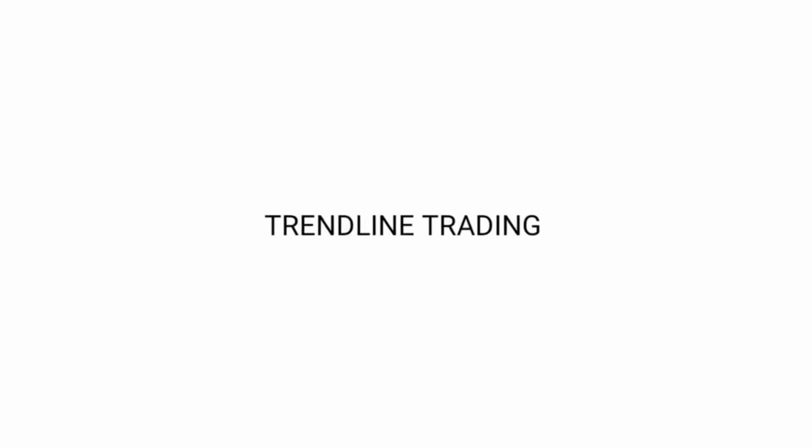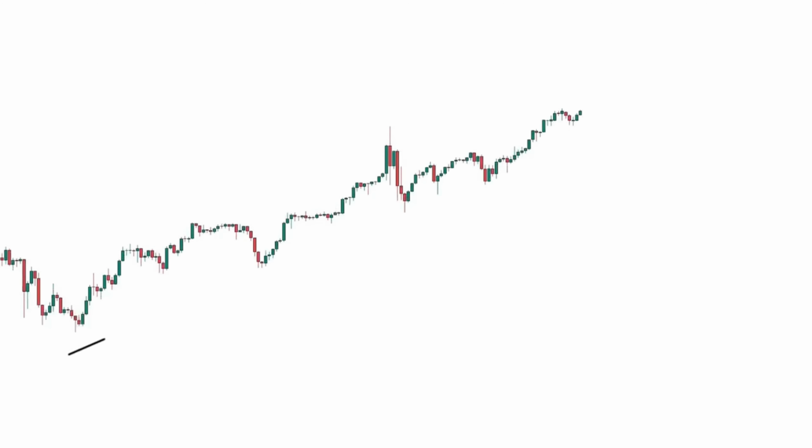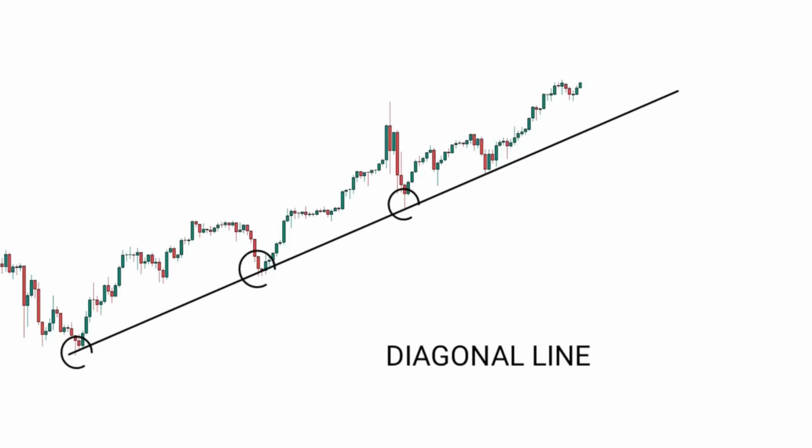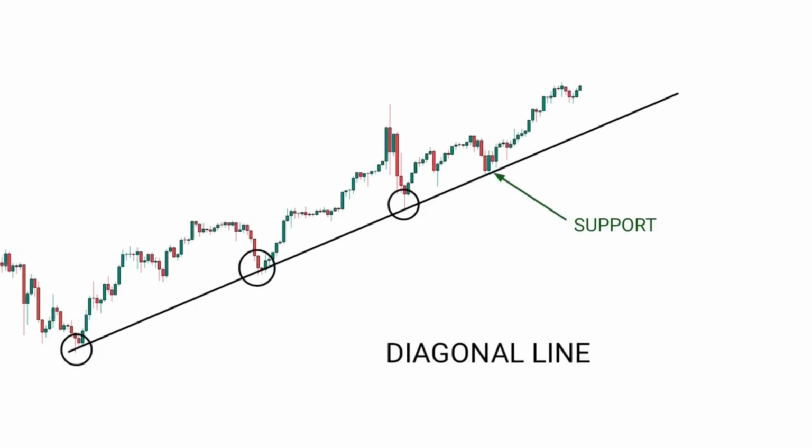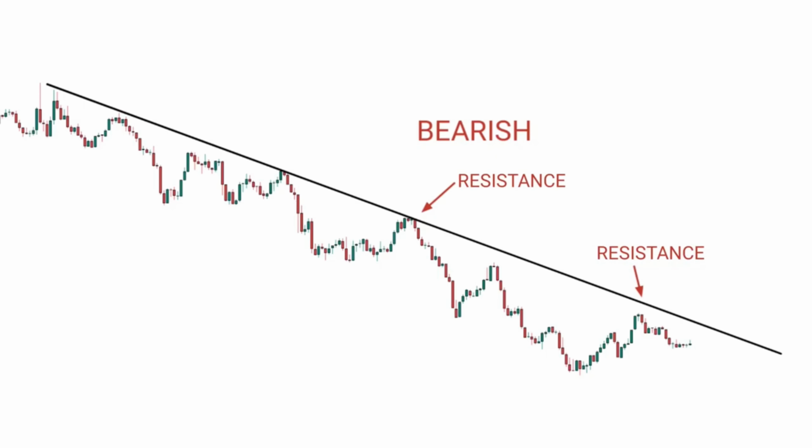Next, trendline trading. A trend line is a diagonal line connecting at least 3 swing points. An upward trend line means the market is bullish, so we look for buying opportunities. A downward trend line means the market is bearish, so we look for selling opportunities. In an uptrend, the trend line acts as support. In a downtrend, it acts as resistance.